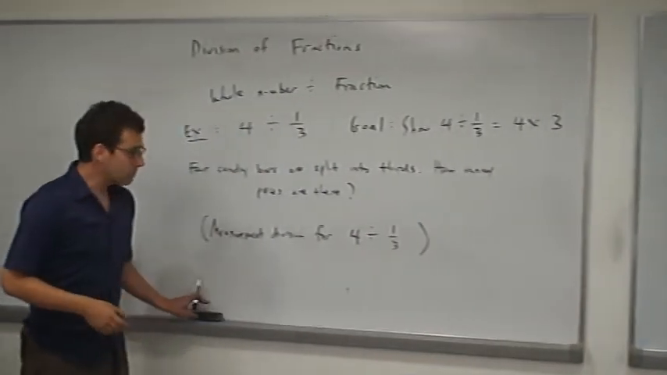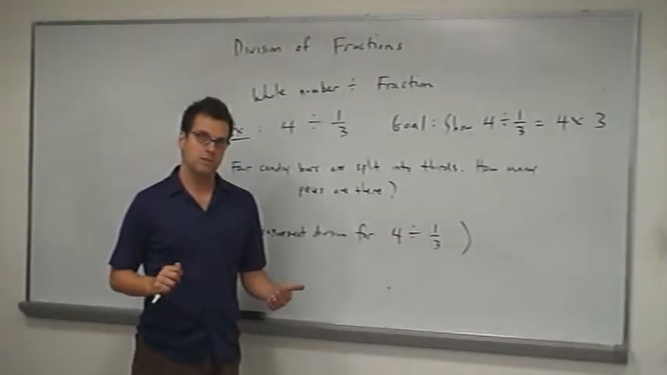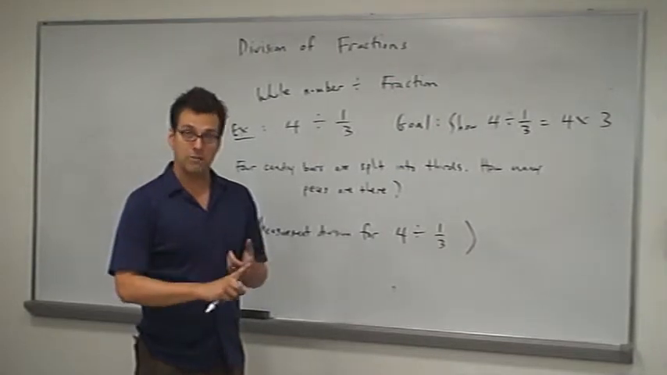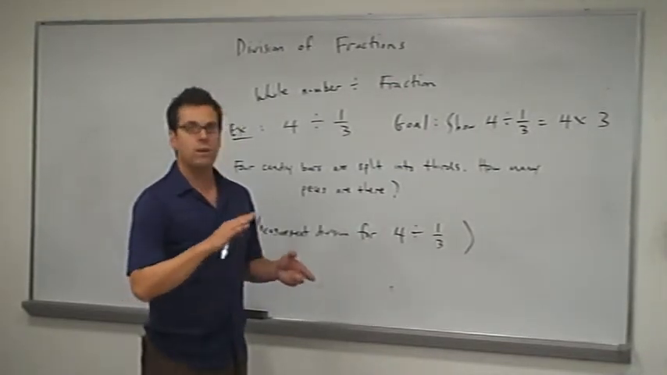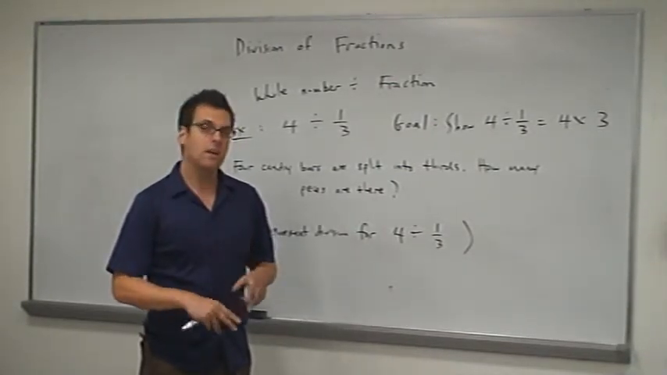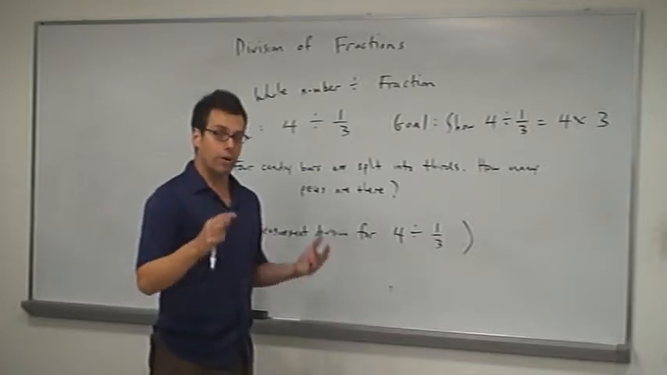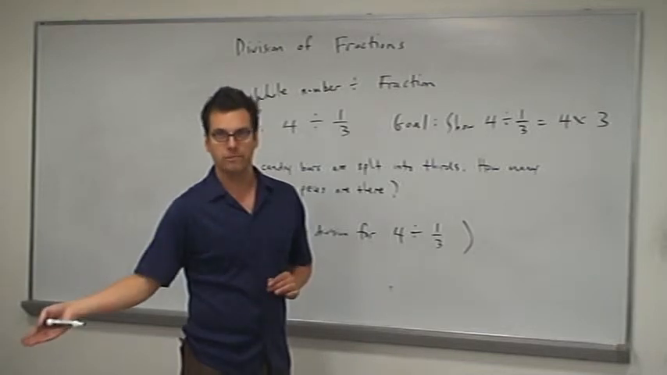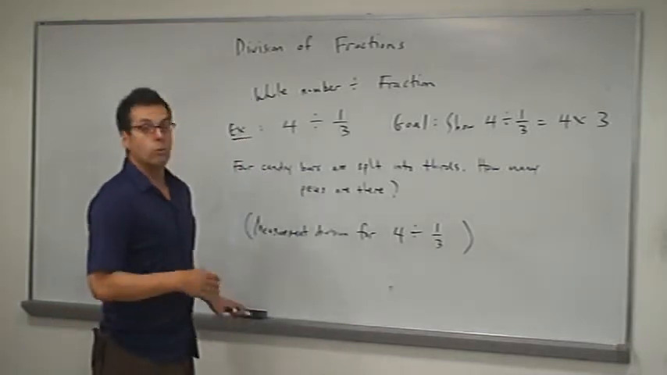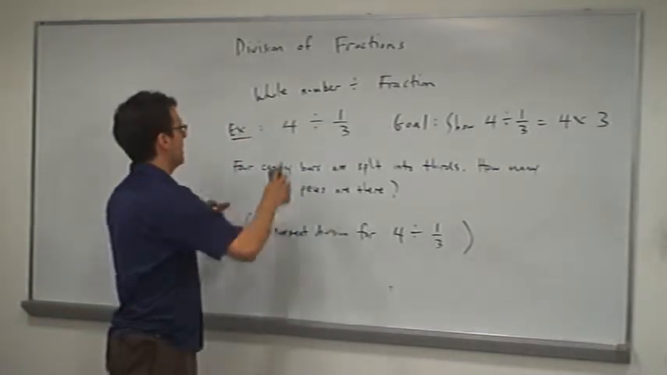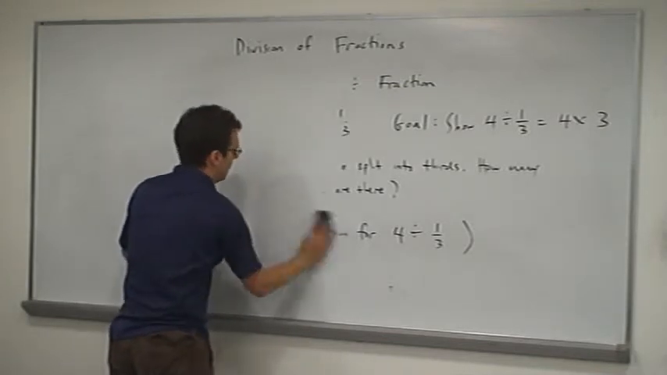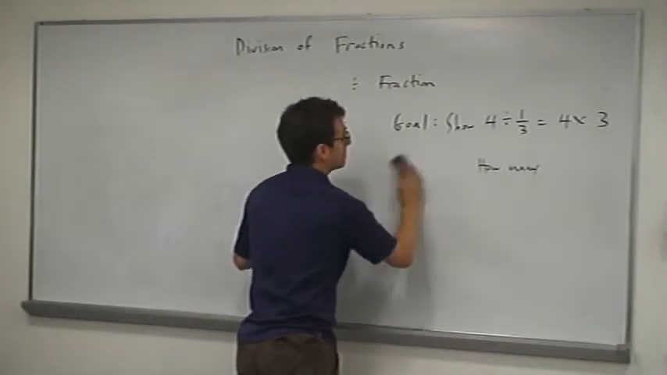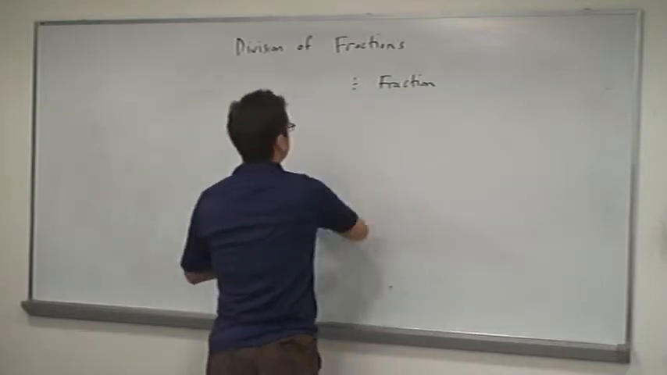Because again, in the whole number divided by whole number case, in the fraction divided by whole number case, and in the whole number divided by fraction case, in each case, the correct method for solving the problem was to multiply by the reciprocal of the divisor. Now, we have one more case left, which is the case of fraction divided by fraction. And this case is a little bit trickier to illustrate.